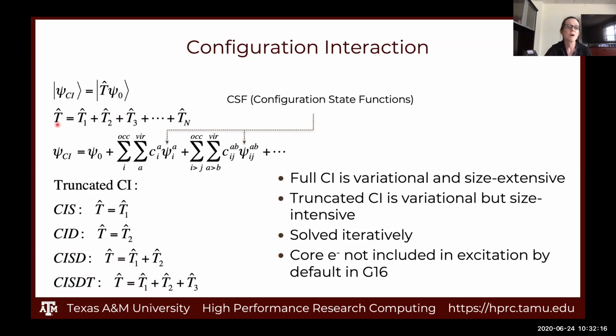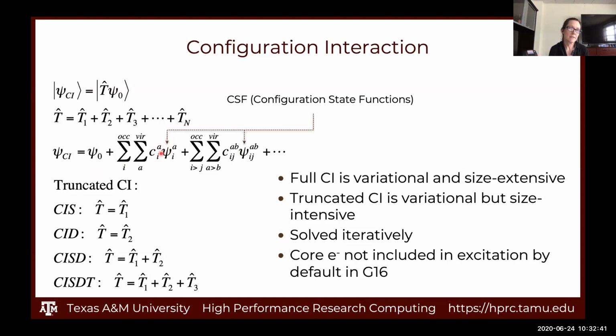If you did a full configuration interaction, you would go through all possible excitations of the n electrons. Okay, so the 0th order wave function is going to be the Hartree-Fock wave function. You go through all the single excitations, all the double excitations, and then on top of it, you have this coefficient that goes in front of it that's optimized. Okay, so these are what are called configuration state functions.